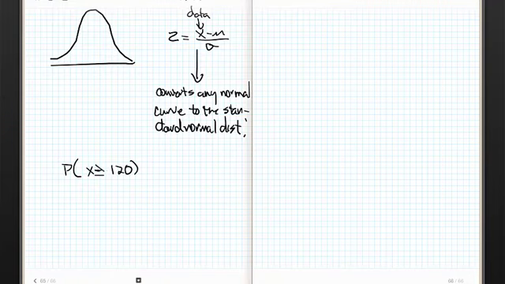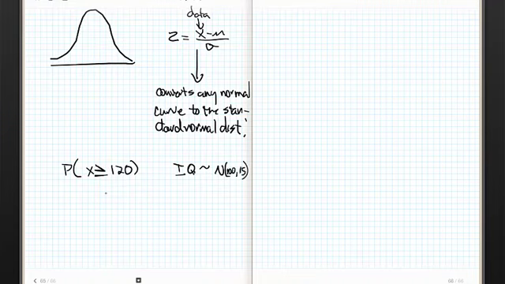Now remember before I said it didn't matter if this was greater than or equal to, less than or less than or equal to. So let's think about this for just a second. Grab a person, test their IQ, find the probability that their IQ is greater than 120. Well, let's remember a couple of things. First and foremost, IQ is a normally distributed variable. Sometimes you'll see it written this way: normally distributed with a mean of 100 and a standard deviation of 15.